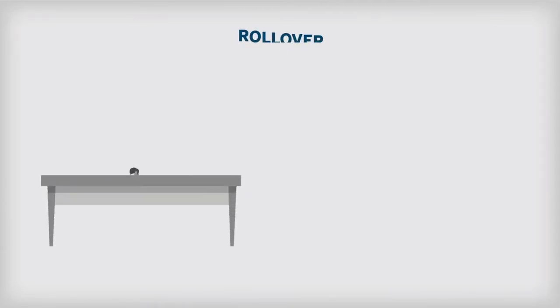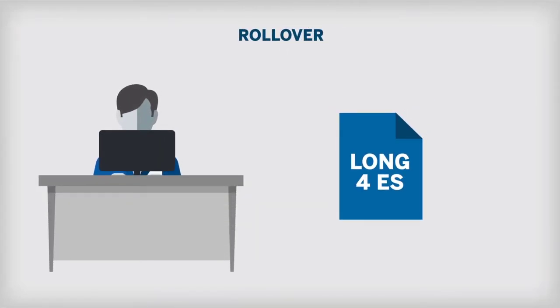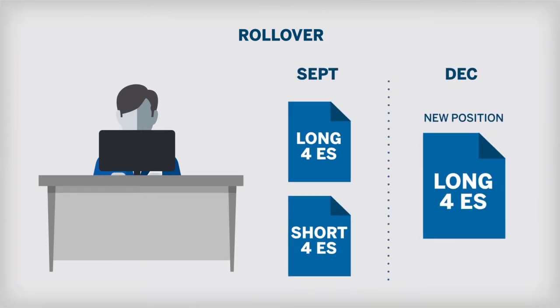For example, a trader who is long 4 contracts of the E-mini S&P 500 expiring in September will simultaneously sell 4 September ES contracts and buy 4 December ES contracts.